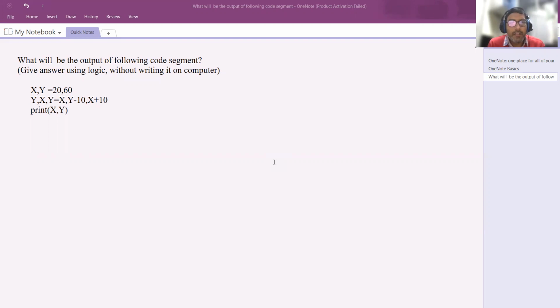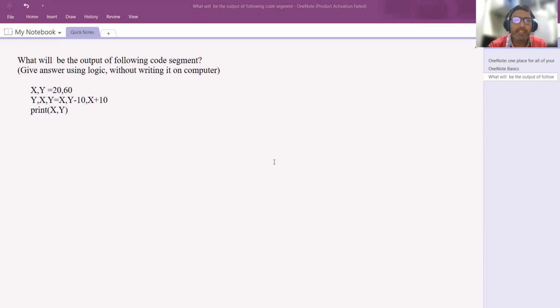Hello friends, I'm having a Python problem here and I'm discussing this problem because I found that many students are having confusion in this. So we have values of x and y, which are 20 and 60, and then we are given y comma x comma y is equal to x comma y minus 10 comma x plus 10, and then we are printing x and y. So this is a problem related to swapping of variables.